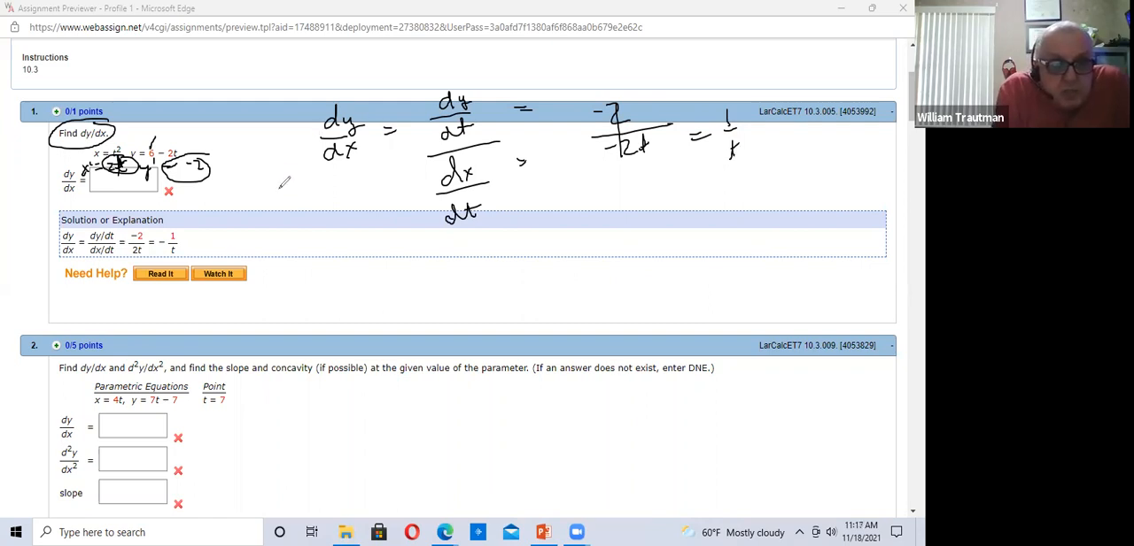am I missing something? The bottom, this didn't have a negative. I thought it was a negative, that's an equal sign. That bottom did not have a negative, so this is a -1 over t. And that's it, find dy dx, that's the answer.